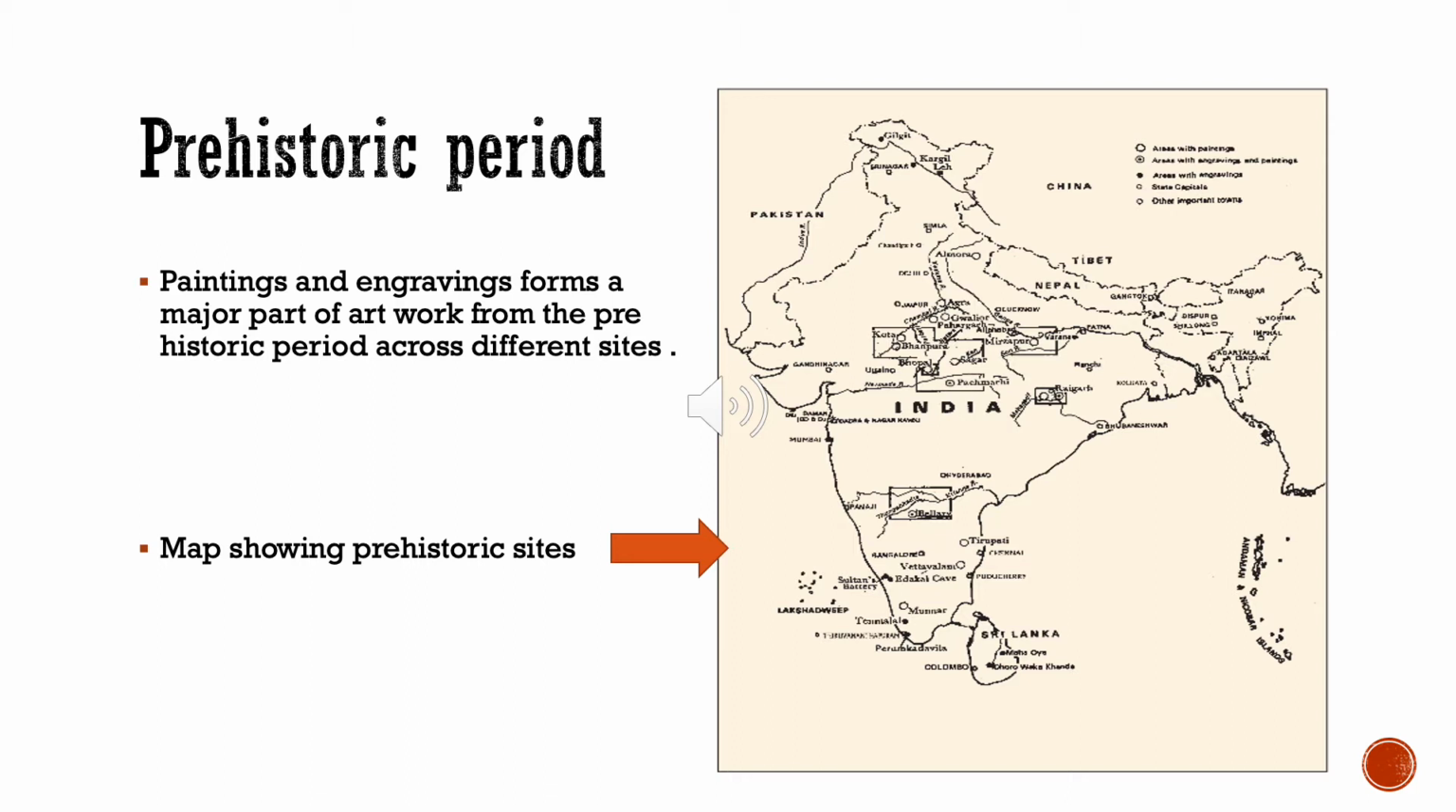In the prehistoric periods, paintings and engravings form a major part of artwork from the different sites across India. As you can see, a map of prehistoric sites across India from the north to south and east to west.